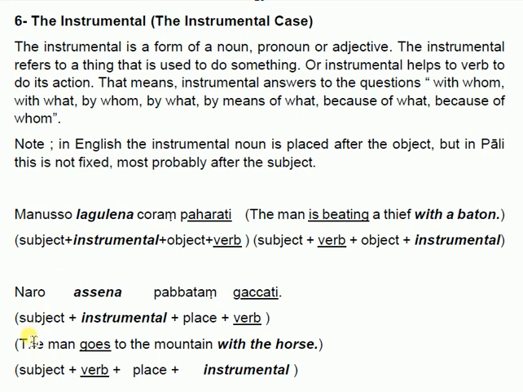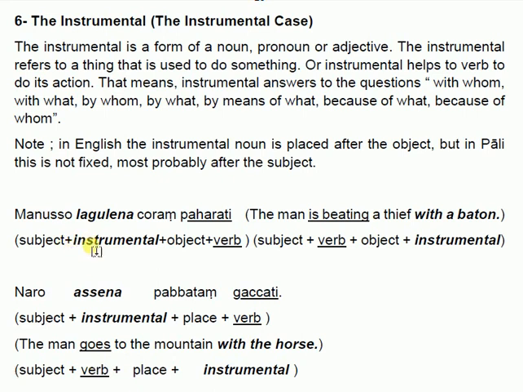Naro, subject, the man. Asena, instrumental, with the horse. Pabbataṃ, place, to the mountain. Gacchati, verb, goes. Or we can say is going: the man is going to the mountain with the horse. Or the man goes to the mountain with the horse.